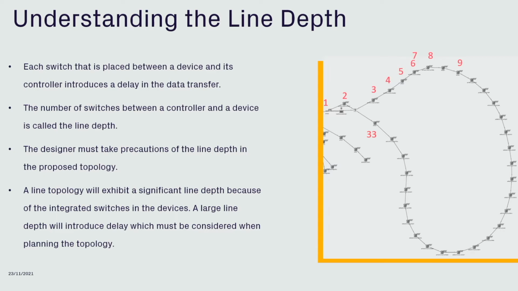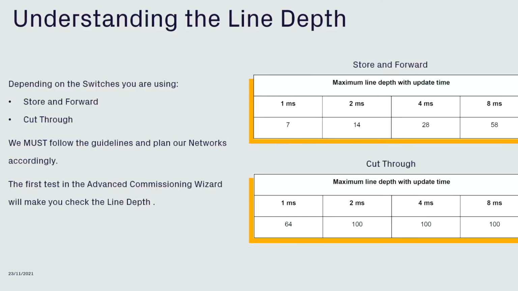What you can also see here with the line topology, or the line depth, is that we cannot have too many devices behind each other. If we want a cycle time of 1 millisecond, you can only have 7 switches behind each other.